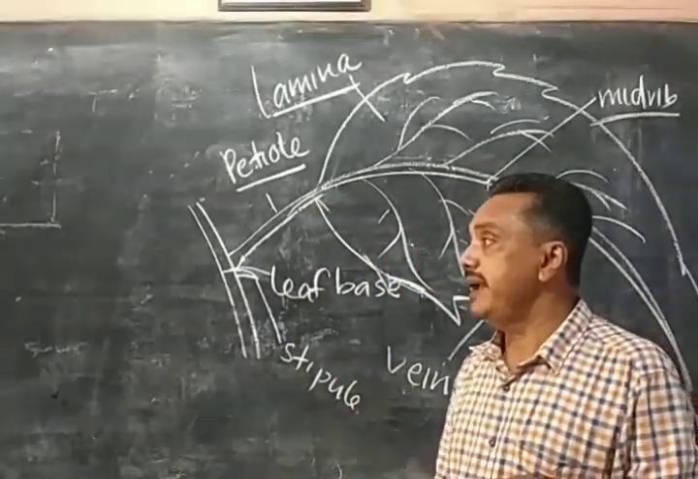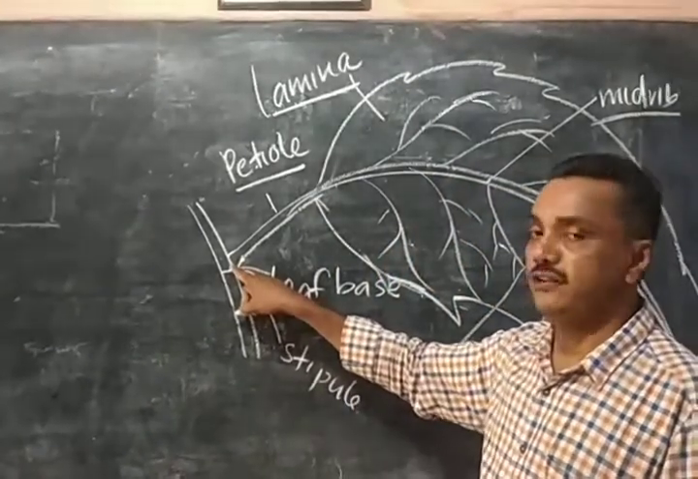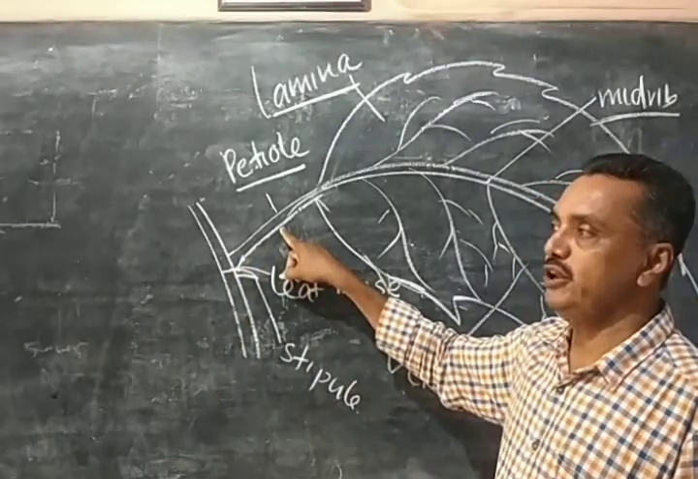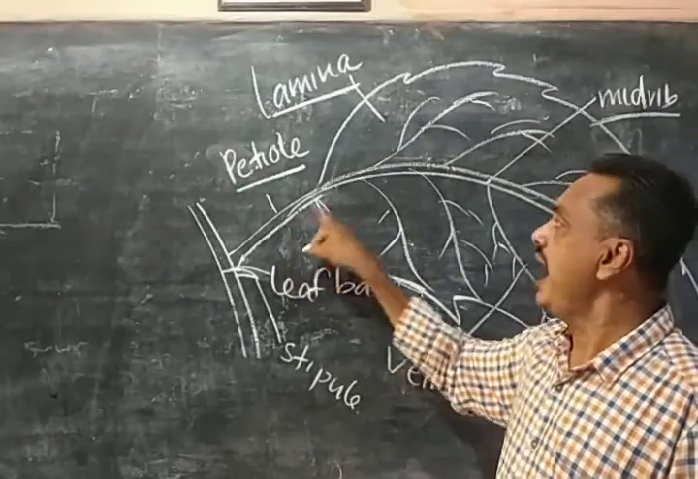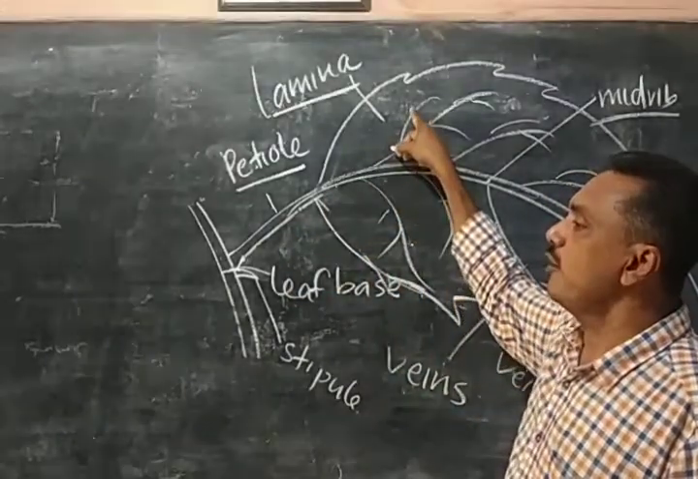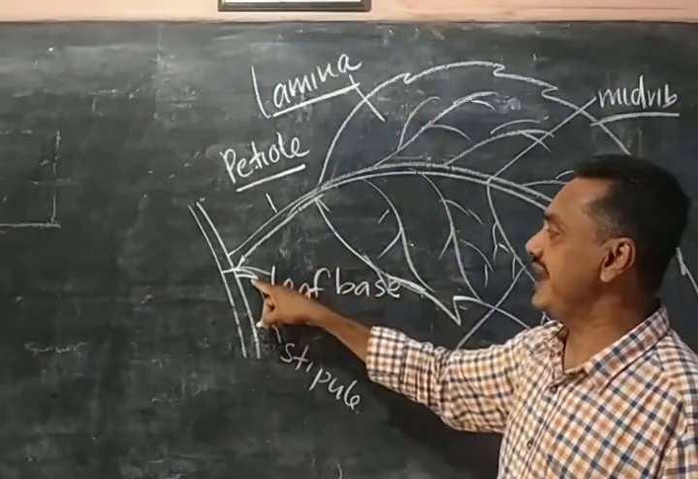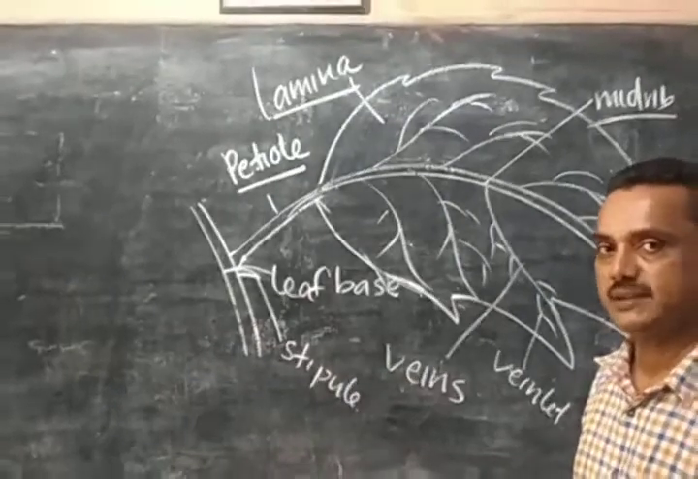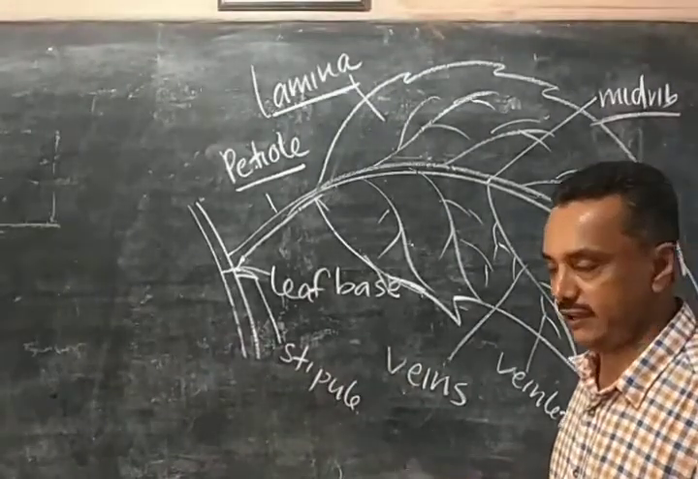A typical leaf consists of a basal part called the leaf base, and the stalk-like part is called the petiole. The stalk of a leaf is called the petiole, and the expanded part is called the lamina, and there is a midrib, veins and veinlets. Here there is a scale-like structure called the stipule. That is about the parts of a typical leaf.